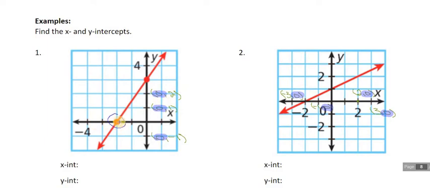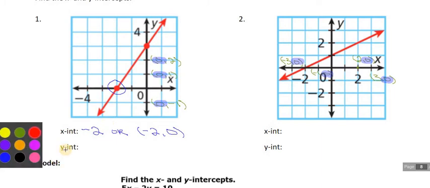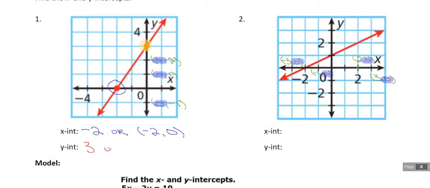What is that x value? Well, the x value is negative 1, negative 2. So the x-intercept is negative 2, which is represented by the ordered pair x is negative 2, y is 0. If we're talking the y-intercept, where does it cross the y-axis? Well, go to our y's, start at 0, 1, 2, 3. So our y-intercept is 3, which is the ordered pair x in this case is 0, y is 3, so 0, 3.